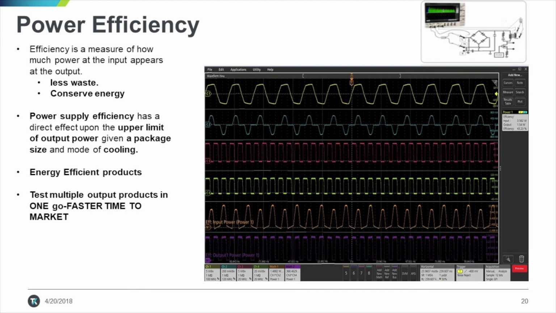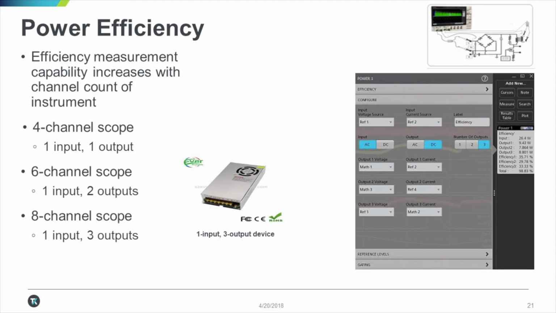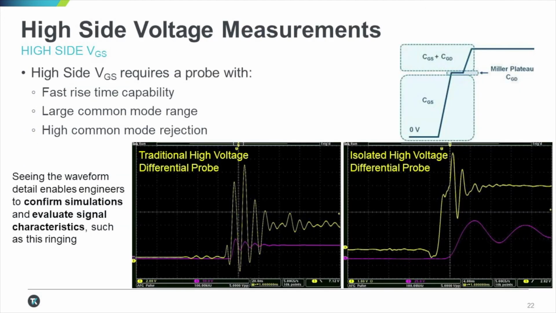And here, as exemplified in this screenshot, is the ability to test multiple outputs with a one-time and faster go-to-market analysis solution. Power efficiency measurement is ideal for the 8 channels on our 5 Series MSO scope, and as you can see, where you want and need multiple output measurements.